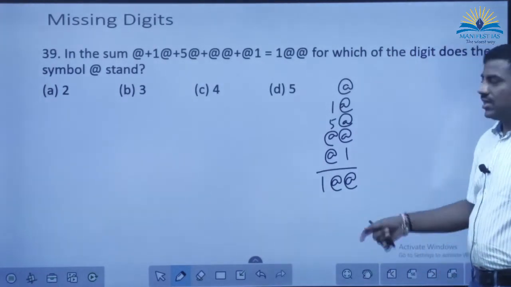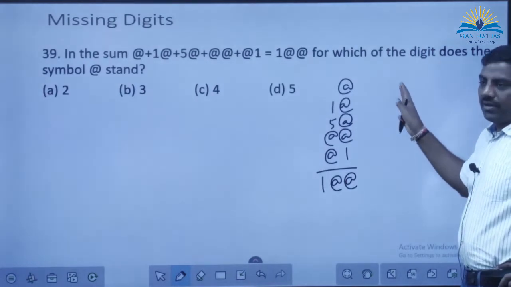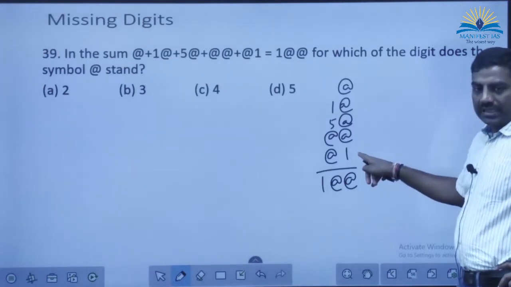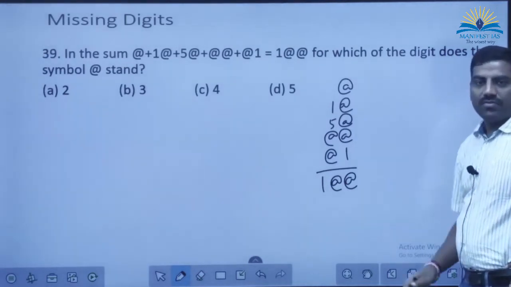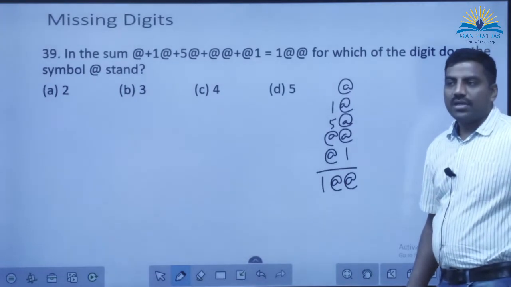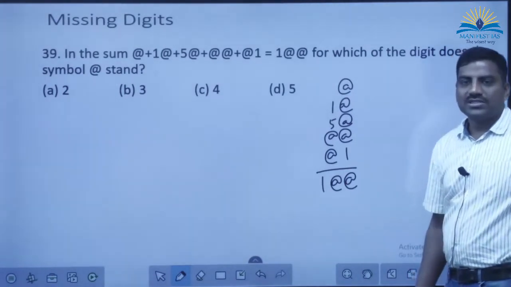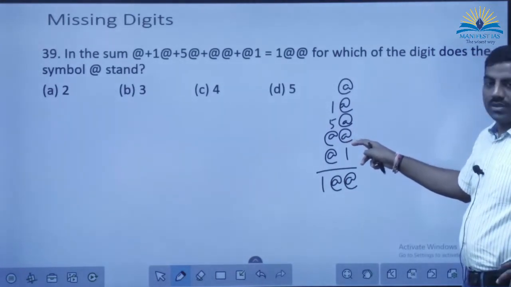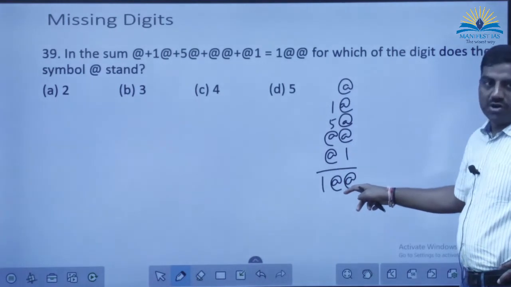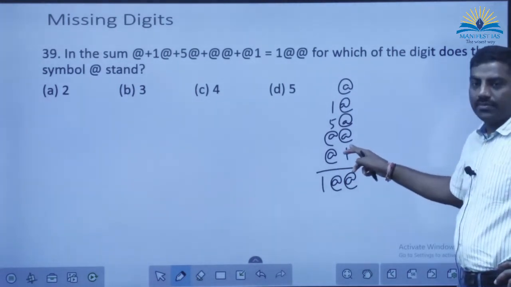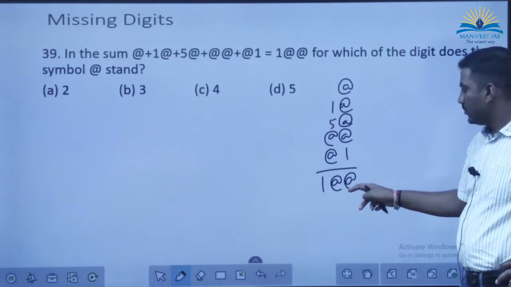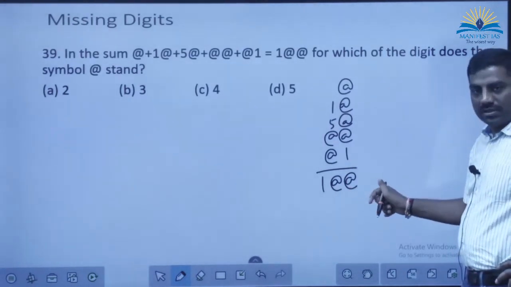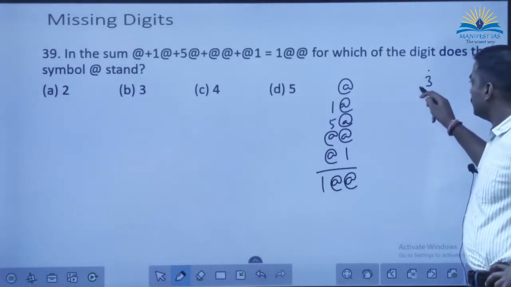Think of a number which, when we multiply it by 4 and add 1, gives the same number. Again, start with 1 or start with 0. 0 into 4, 0 plus 1. It cannot be 0. Now 2. 2 4s are 8, 8 plus 1, 9. 3. 3 4s are 12, 12 plus 1, 13. So 3 can be the value.